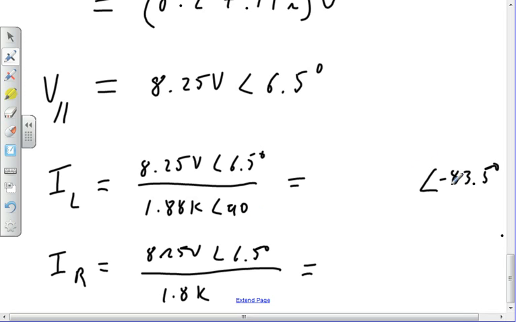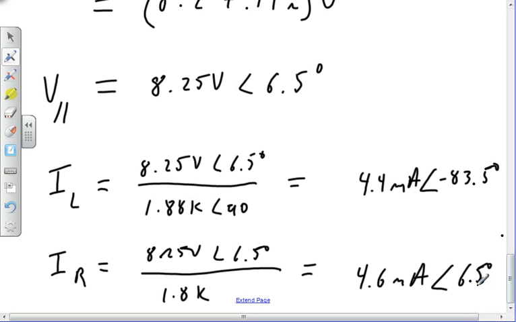8.25 divided by 1880 equals 4.4. So 4.4 milliamps. And then this guy here is going to be at an angle of 6.5 degrees. 8.25 divided by 1800 equals 4.6 milliamps.